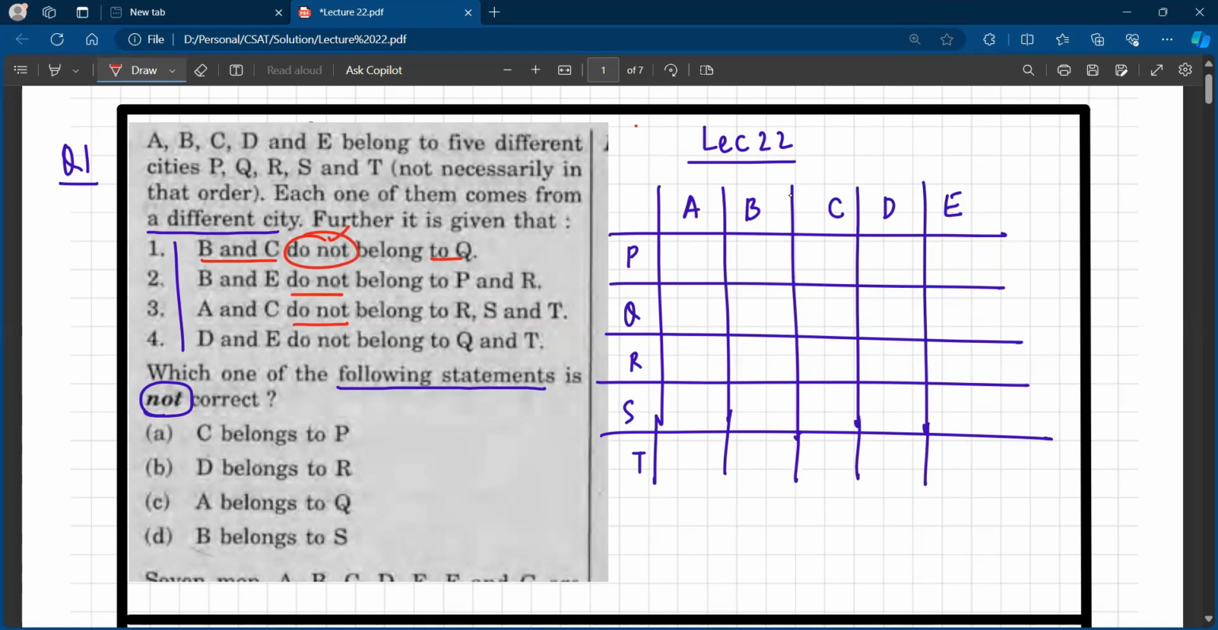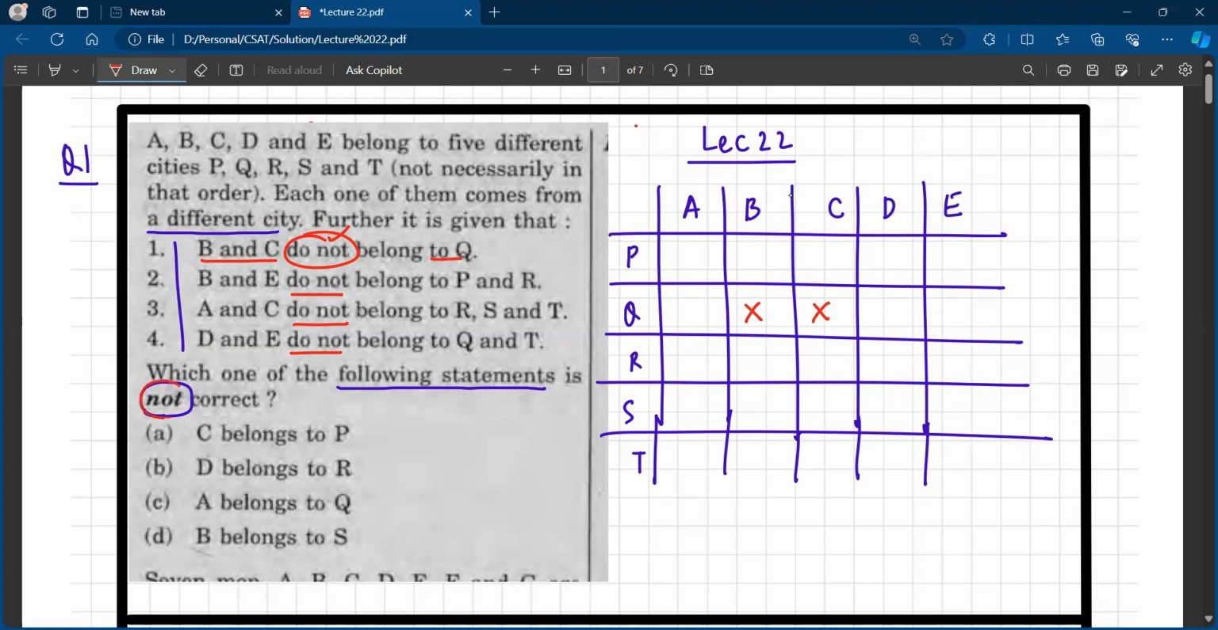If "do" comes here, we tend to use the do not part again in the fourth statement, which will make the answer wrong. So here it is do not, so be very careful in this case. Now B and C do not belong to Q. Clear?